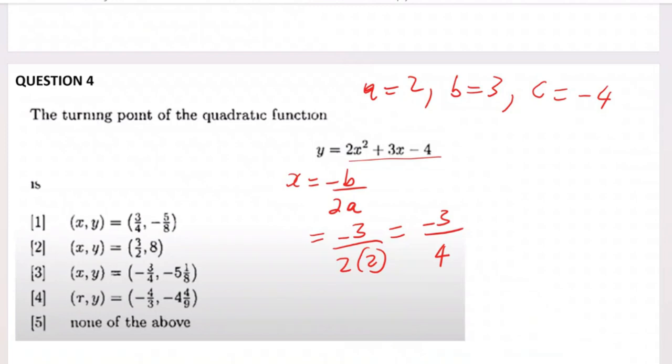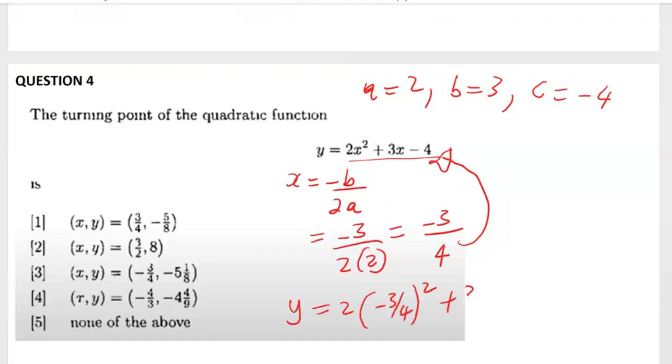Okay, so this is only the x coordinate of your turning point. To find the y coordinate, you need to take this value and substitute it into your original equation. So you're going to have y is equal to 2 into -3 over 4 all squared plus 3 into -3 over 4 minus 4. I'm not going to go through the simplification, guys. Through the simplification, you'll find that you get -41 over 8.